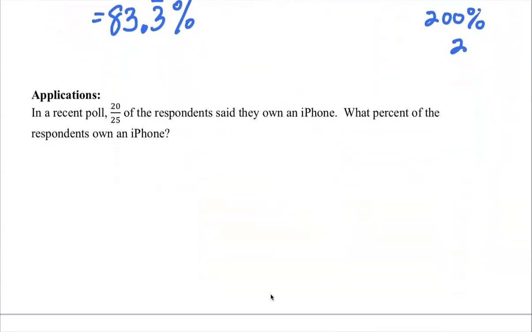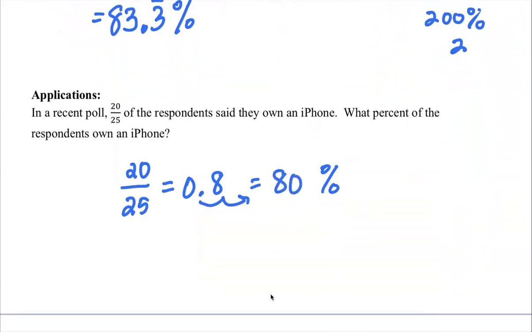In a recent poll, 20 out of 25 of the respondents said they own an iPhone. What percent of the respondents own an iPhone? So we're taking this fraction and turning it into a percent. So on the calculator, 20 divided by 25 is 0.8. And then as a percentage, that decimal moves 2 to the right. So that would be 80%.